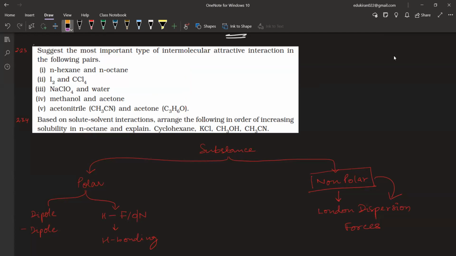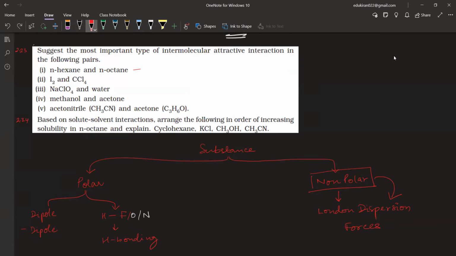When you have non-polar, then it will be London dispersion forces. If it is polar, then it will be dipole-dipole. And if you have a bond between hydrogen and fluorine, oxygen, or nitrogen, it will be hydrogen bonding. All of you know of these things, right? Yes or no? Okay, fine, great.